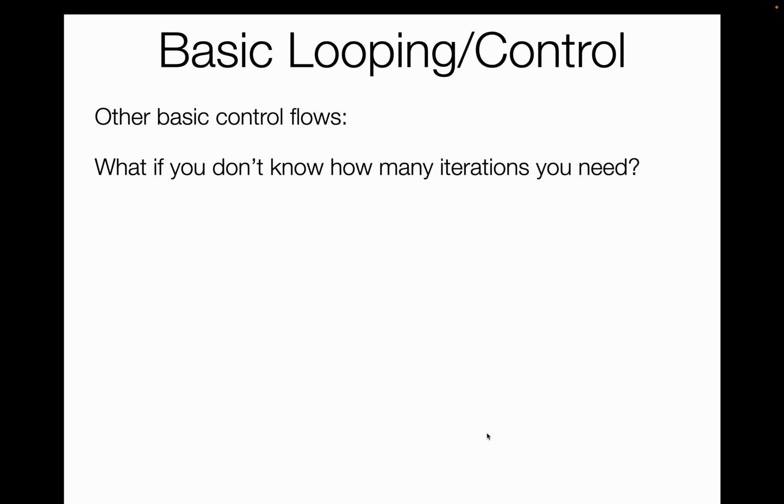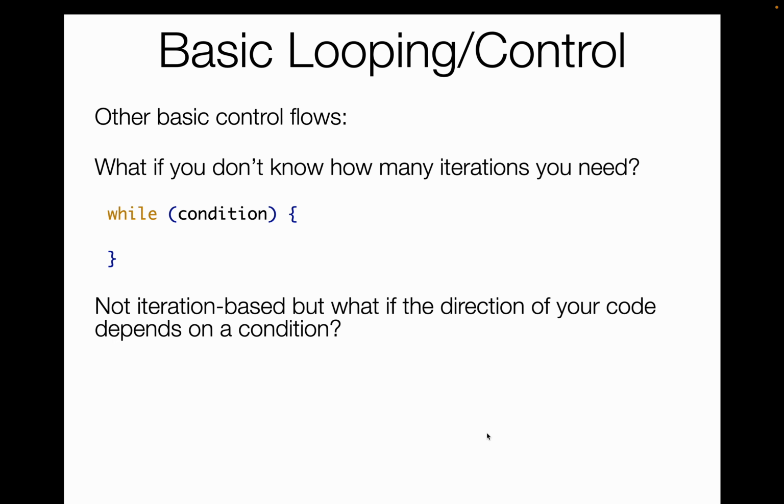Other control flows: for loops are great if you know how many iterations you're going to go. But what if you don't know that? That's a while loop. It's not really iteration based. But what if the direction of your code depends on a condition? That's an if-else statement. The while loop looks like that up above, and the if-else statement looks like that. These are common to a lot of programming languages, so you probably know the gist of those. Okay, so now let's get to functionals.